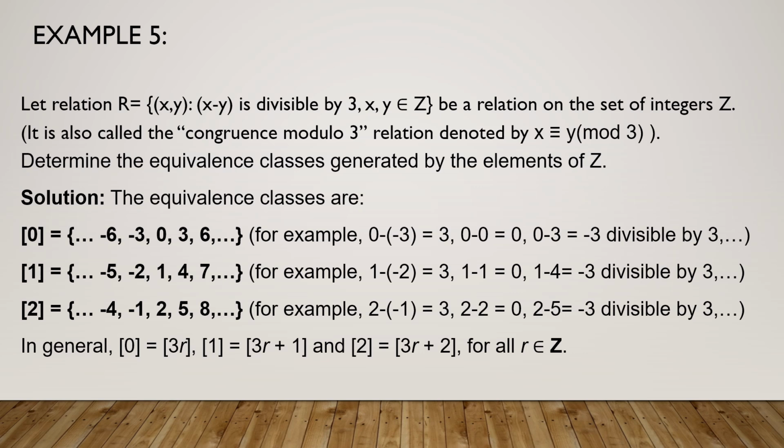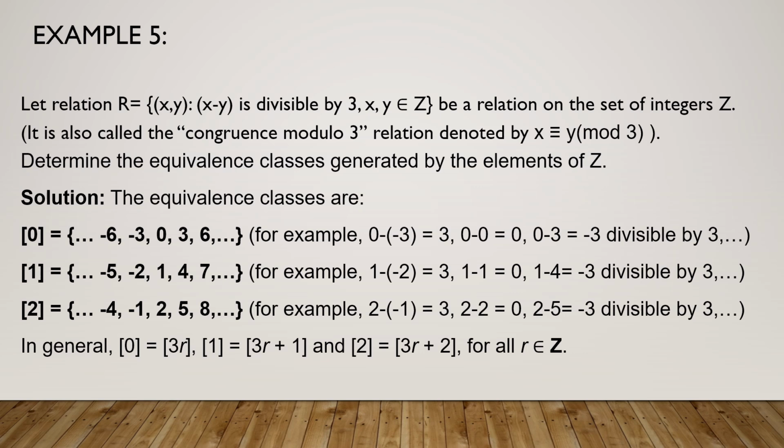The third equivalence class for this relation will be the equivalence class generated by the element 2. For example, if I take minus 1, then 2 minus (minus 1), x minus y, is equal to 3, divisible by 3. 2 minus 2, 0, is divisible by 3. 2 minus 5 is equal to minus 3, divisible by 3. Next is 8.